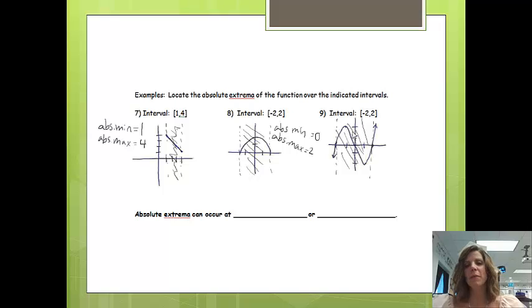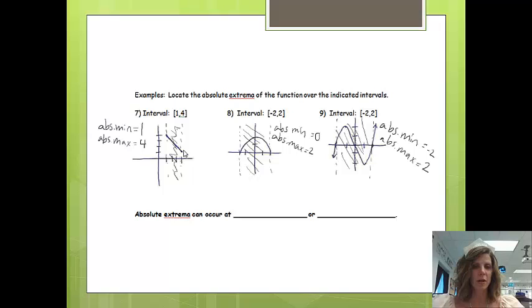If I'm looking for an absolute min, I'm looking for what is the lowest y that is ever reached in this part of the picture, and that is down at -2. And then my absolute max is what is the highest y value that this function reaches in this section, and that is +2.